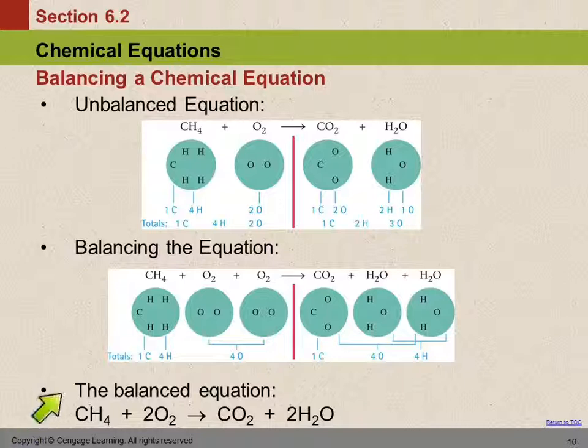So what we call the balanced equation is that we have 1 methane molecule that is going to react with 2 oxygen molecules. So this is just a description of this picture here. 1 of these and 2 of those. And that will form or produce 1 carbon dioxide molecule and 2 water molecules.